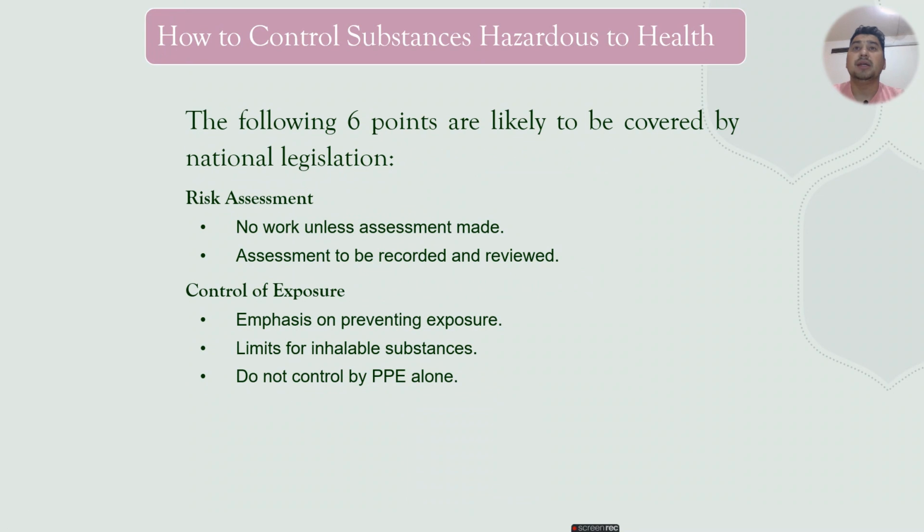Now, how to control substances hazardous to health? How are you going to control them to avoid any health or safety issues related to hazardous substances? The following 6 points are likely to be covered by national legislation. First, you have to do the risk assessment. No work unless assessment is made. Before conducting any risk assessment, do not start any work with the chemical or hazardous substances.